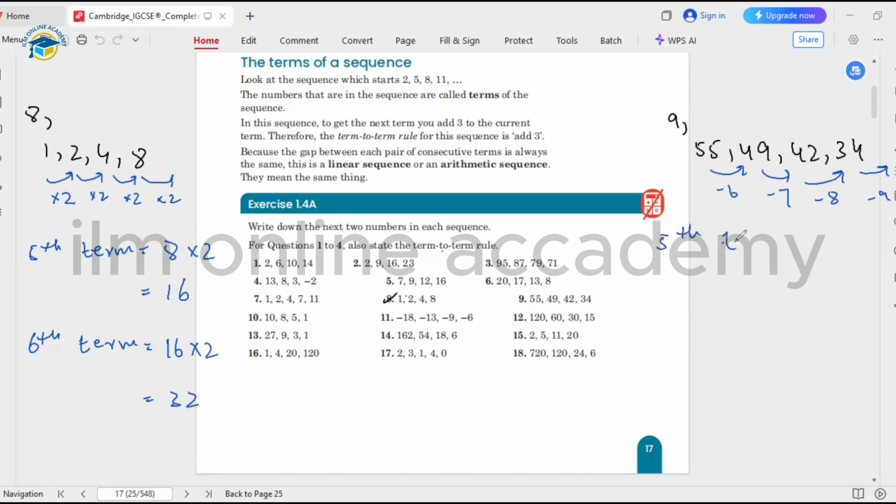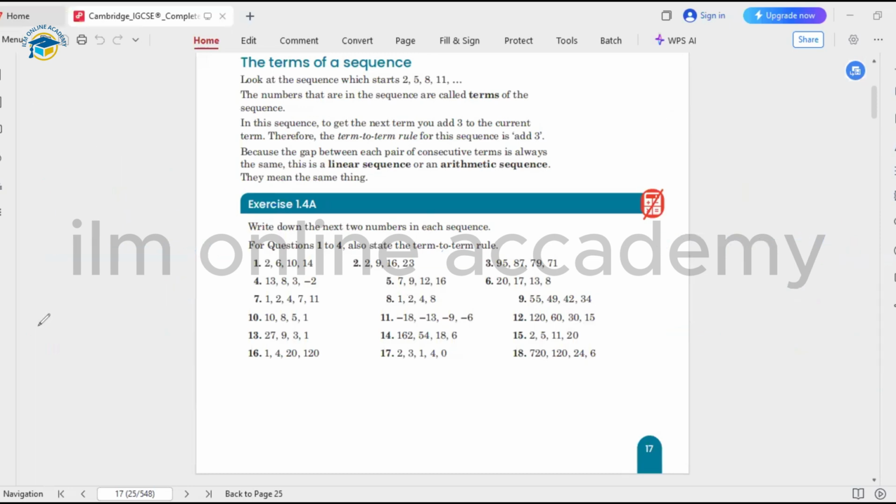So the fifth term we can get in this way. We use the last term, that is 34, and from this we need to subtract 9. So 34 minus 9 is 25. Next, we need to get the sixth term of the sequence. For the sixth term, from 25, we need to subtract 10. So that will be 15. So these are the next two terms for this sequence. Hope these sequence questions are getting clear.